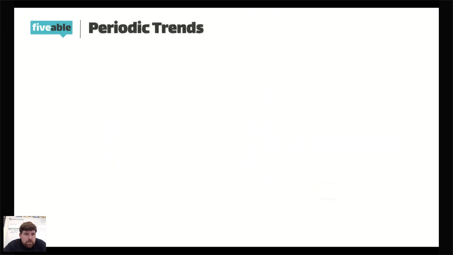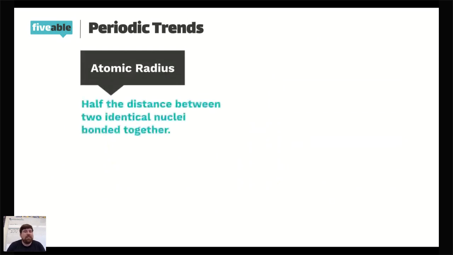The periodic trends. As far as the periodic trends go, there are 4 important trends that you need to know. We have the atomic radius, which is defined as half the distance between 2 identical nuclei bonded together. The reason we have this odd definition is because atoms don't really have an edge to them. So we have to identify where the edge is. The way they do it is by taking 2 atoms, and halfway the distance between the 2 nuclei is going to be the edge of the atom. At the end of the day, though, you can really just call it the size of the atom.